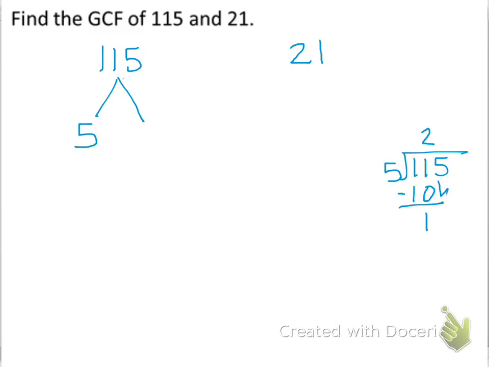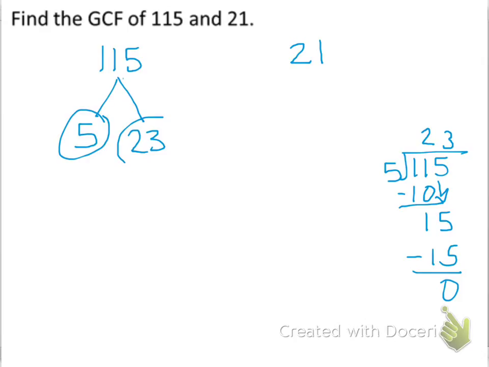Subtraction, get a 1, and bring down that 5. How many times can 5 go into 15? It's 3 times, and 3 times 5 is 15. We subtract them and get a 0. So we have over here 5 and 23. Now are they prime? 5 is a prime number, and you know what? 23 actually is too, so I'm going to circle them both, and my factor tree is done.